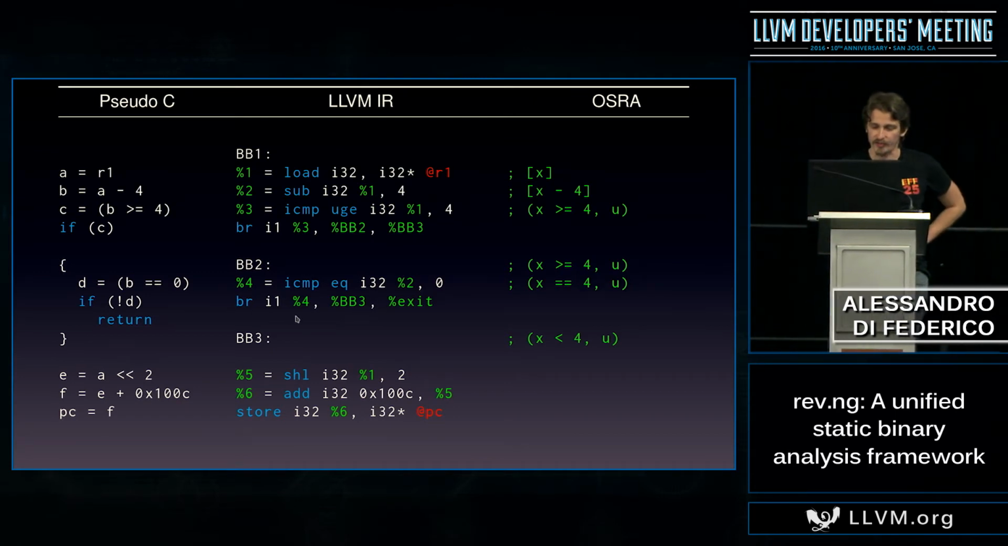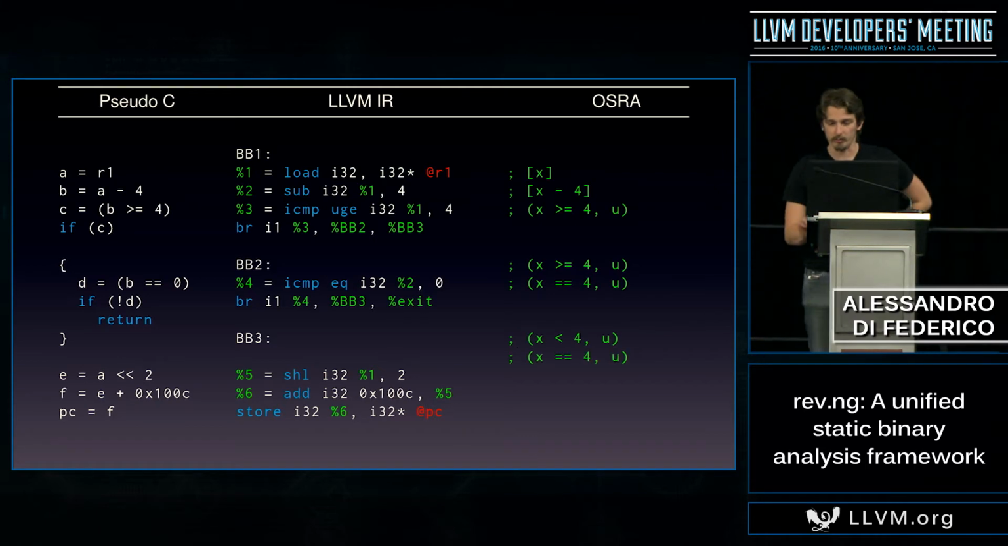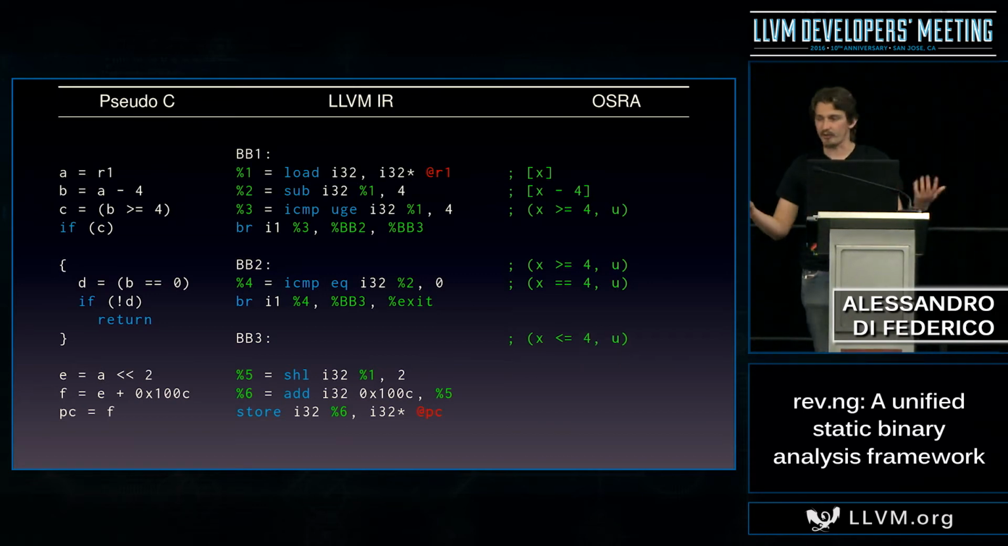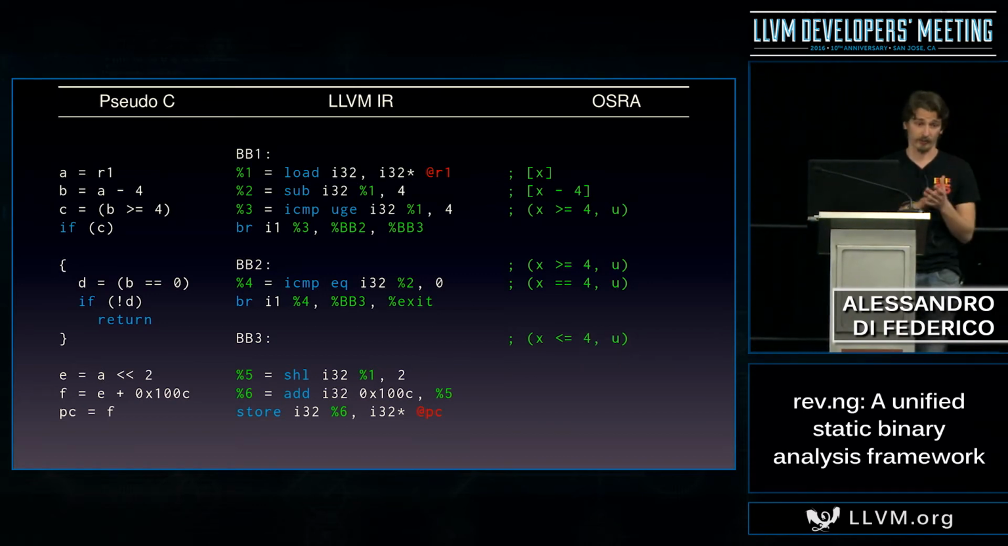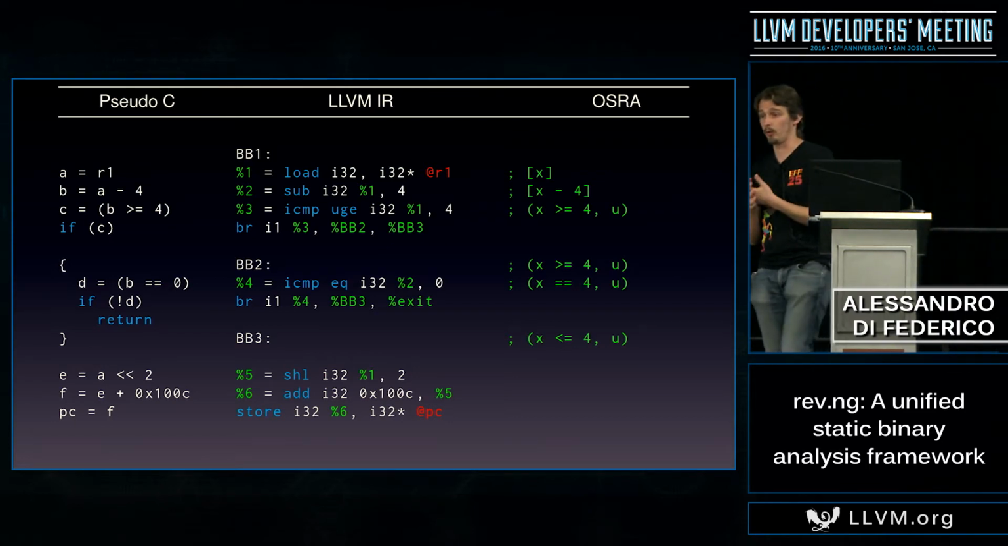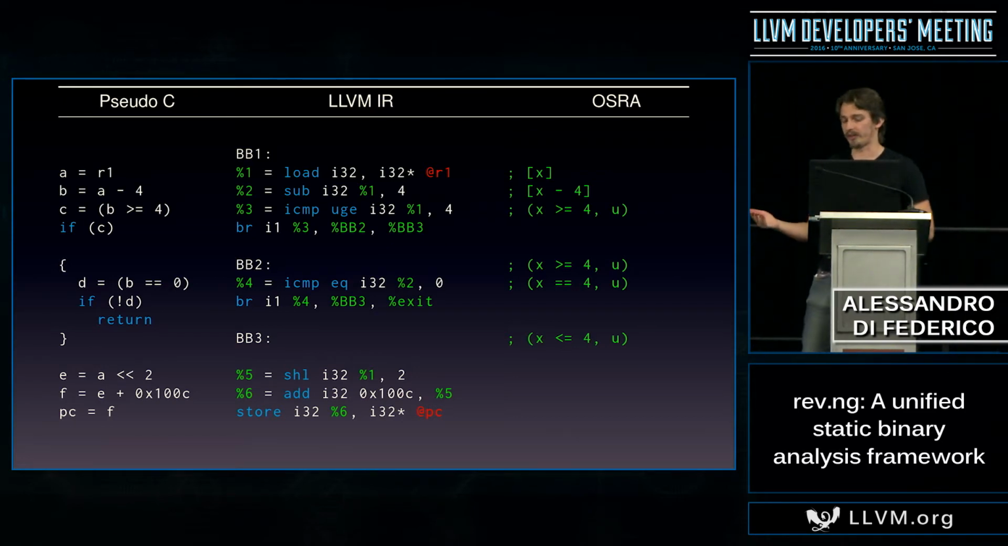Then we have another branch here, and on the true branch we propagate this condition to BB3 again. So in BB3, we will have two conditions: X lower than 4 or X equals 4. Then we can merge them because both paths are valid, and we know that in the last basic block, X is going to be lower than or equal to 4 in an unsigned sense.